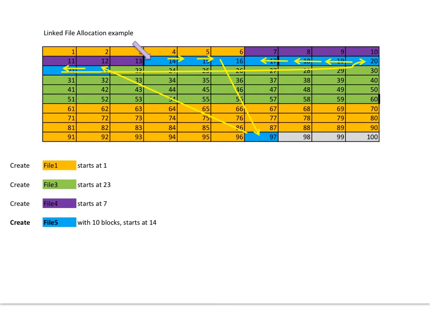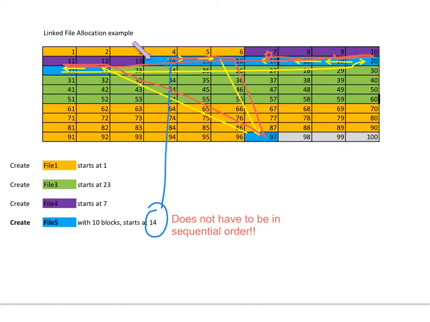So, we have, instead of file 5, for example, we say it starts at 14, but interestingly enough, it doesn't have to go linearly. We can do it like this. Okay, 14 to 15, 16, which goes to 97, which then goes to 22, back to 21, and suddenly back to 20, back to 10, 19, 18, 17, and 17 could be the end of the file. It does not have to be in order. So it can be in any random order that you like. It does not have to be sequential.